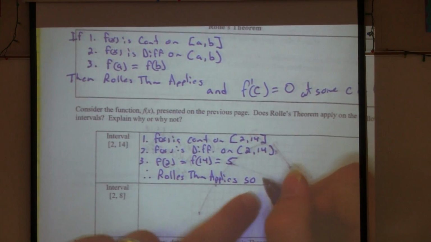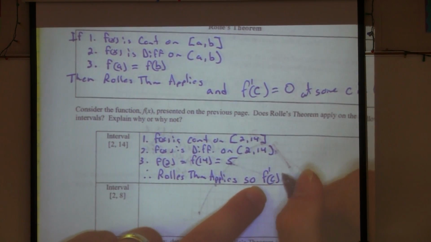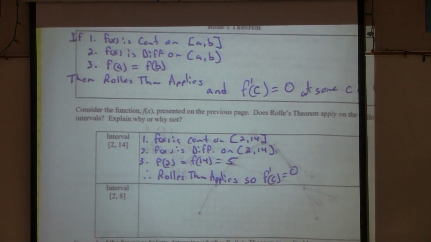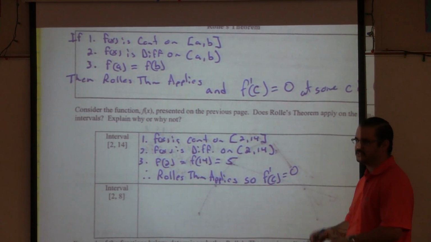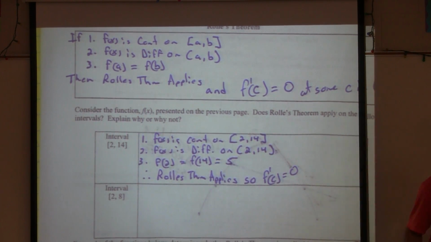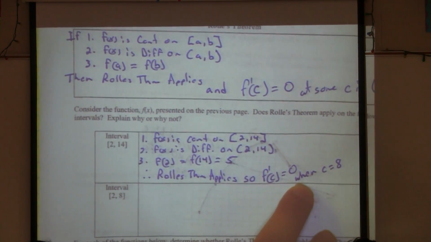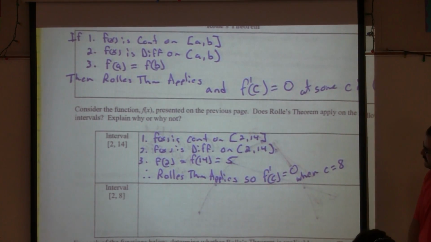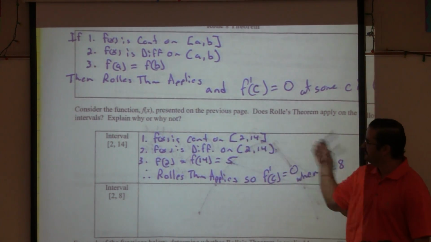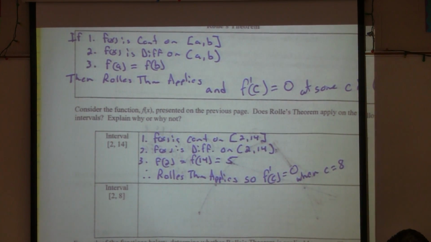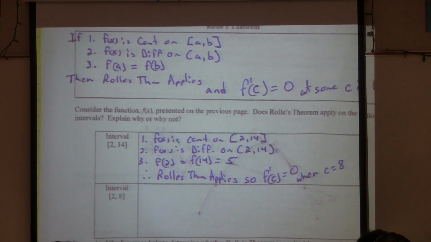So what must be true? F prime of C has to equal 0 for some C in that interval. What is the C? And is C in there between 2 and 14? At least one. Yeah. There could be more than one. It wasn't a straight line. Yes. If it was a straight line, then it would be all of them. Rolle's theorem. Cool? Alright, how about between 2 and 8?